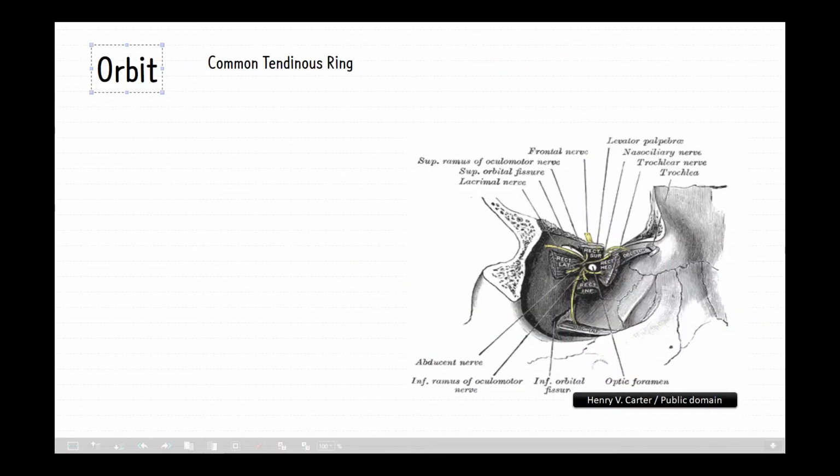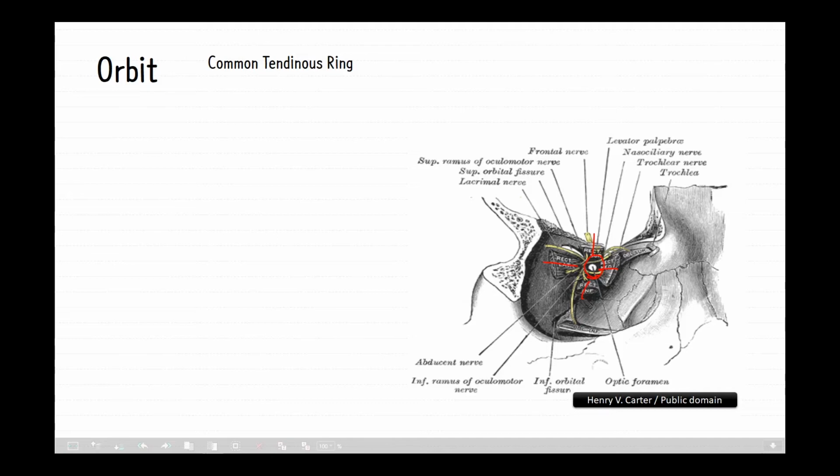Next, let's talk about the common tendinous ring. The common tendinous ring is a fibrous ring that surrounds the optic canal and part of the superior orbital fissure at the apex of the orbit and gives origin to the 4 recti muscles. This is the common tendinous ring, and these are the 4 recti muscles.